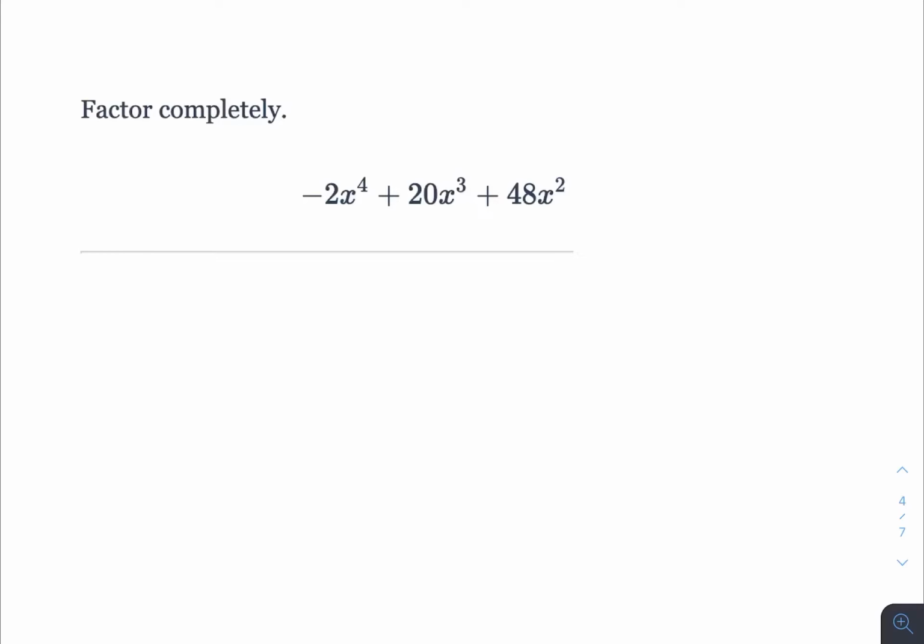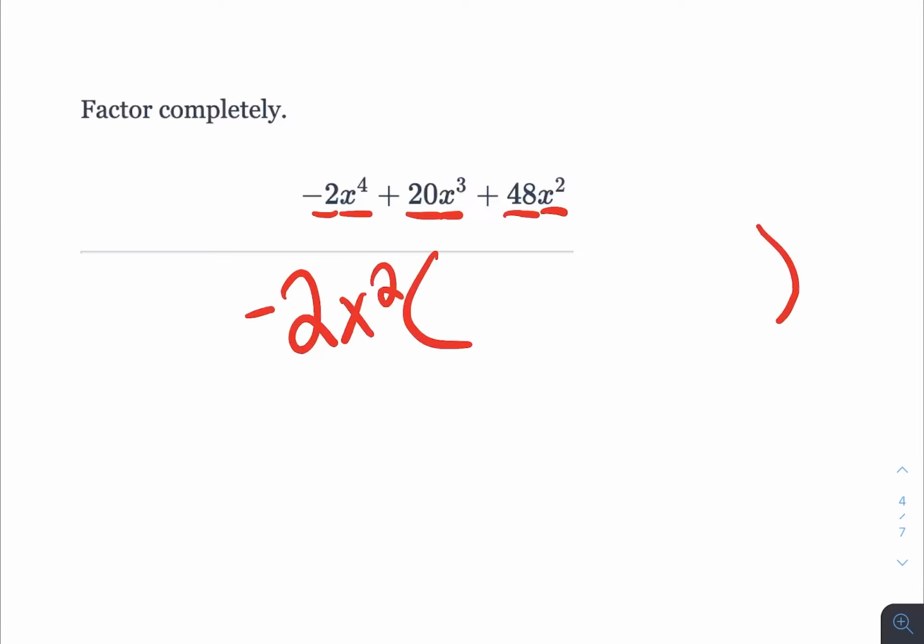So looking at this first one here, what can we take out of all of those? Well, we could take out a negative 2. I usually always like to take that negative out in front so we don't have to deal with it later. And now we look at our x terms. The most we can take out is x squared. So now we're going to figure out what do we have left over. Well, negative 2 times 1 gets us negative 2. x squared times x squared gets us that. This would be negative 10x and then minus 24.